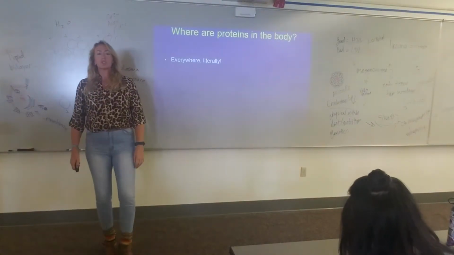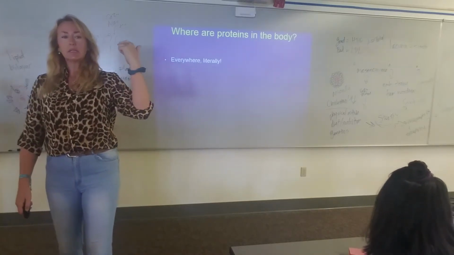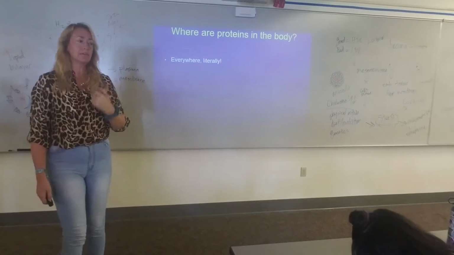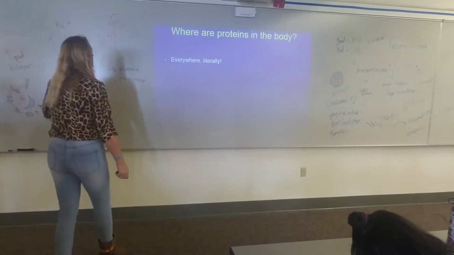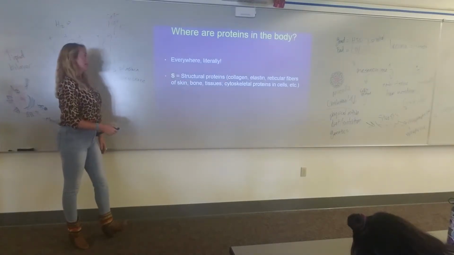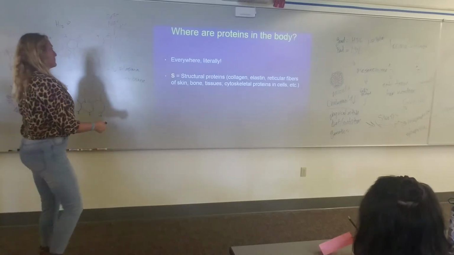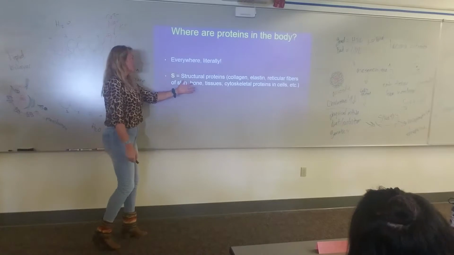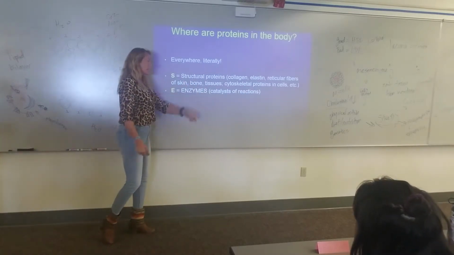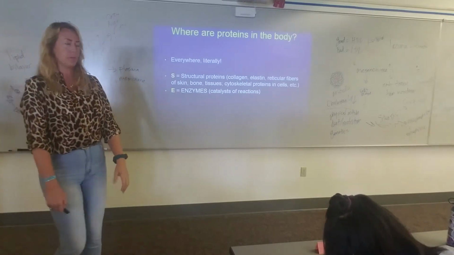Where do you have proteins in the body? Literally everywhere. When you consume nutrients, you take in carbohydrates, lipids, fats, and proteins. That's what you're taking in for your body, and then you're building and making things inside your body. You have structural proteins like collagen and elastin, the things that break down with aging and cause wrinkles. Bone, skin, tissues, and cytoskeletal proteins, meaning the proteins inside your cells. Enzymes, E for enzymes, are catalysts of reactions. Enzymes are proteins that speed up reactions and metabolic pathways.